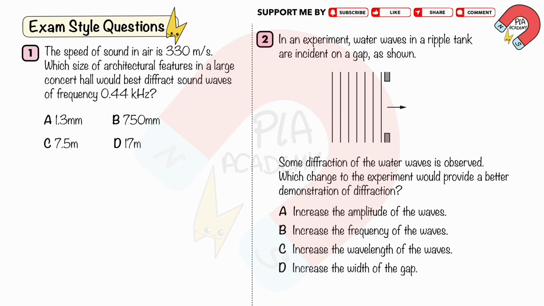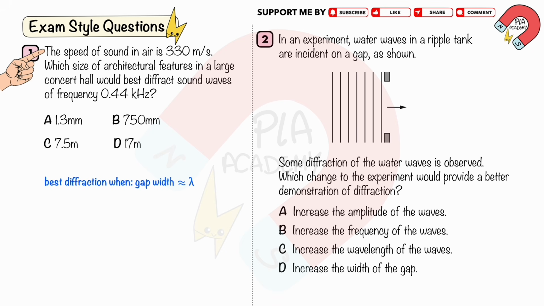Exam style question 1. The speed of sound in air is 330 meters per second. Which size of architectural features in a large concert hall would best diffract sound waves of frequency 0.44 kHz? The size of architectural features should be comparable to the wavelength of the sound waves, resulting in the best diffraction.